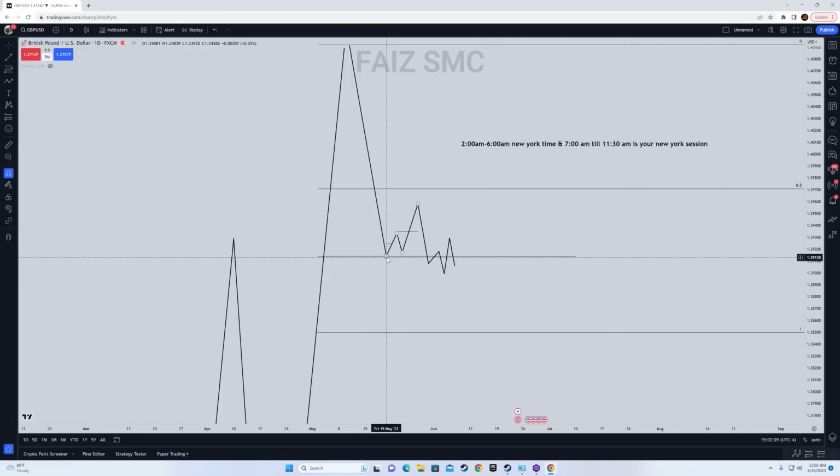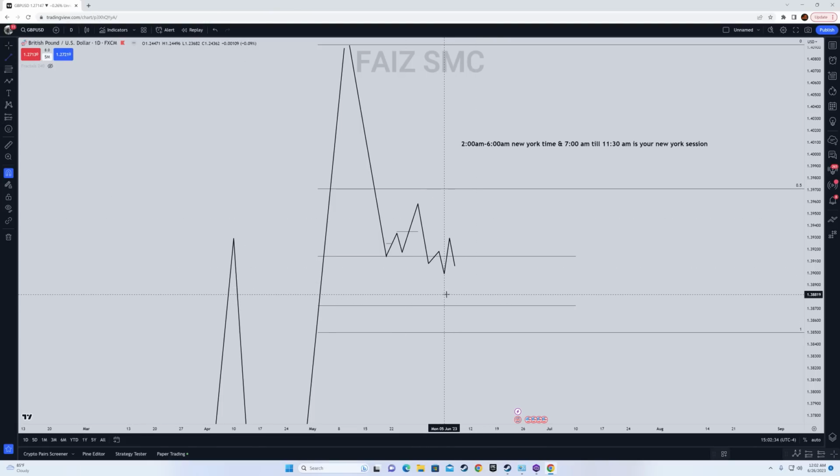If price came back and had a market structure shift outside the kill zone hours, then you would be looking for this low to be taken out. Okay, once that low is taken out and price is still in the order block, so I'm gonna mark out the high and low of the order block. So let's say these two lines is a complete order block from high to low. Price must be in the order block.